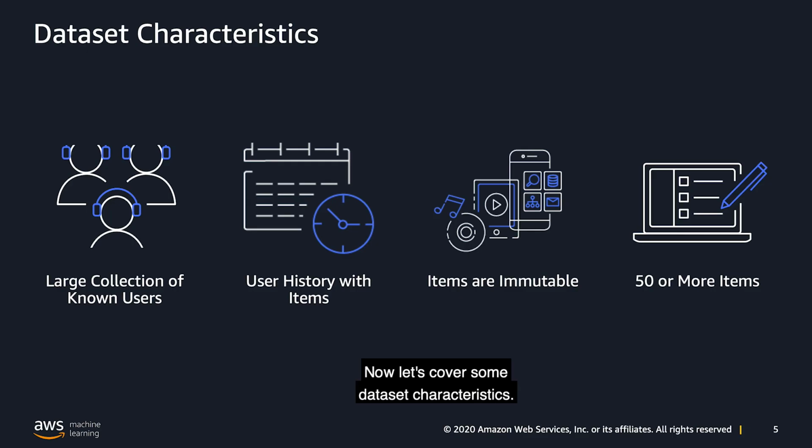Now let's cover some dataset characteristics. It's really important to start with a large collection of known users. This means your users are identified or authenticated consistently, so you have a history of their behavior. And that history needs to look like at least 10 interactions per user for most of your users. Now, obviously you'll have some that only interact a few times here and there, that's fine. But you want to have dataset collections where you have a rich history with your users.